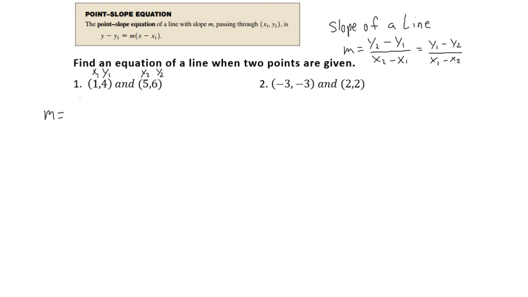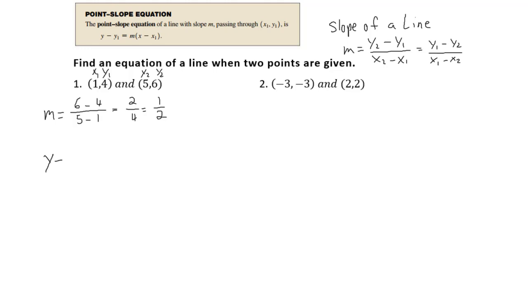So we have 6 and 5 coming from the second point, minus 4 and 1 coming from the first point. 6 minus 4 gives you 2. 5 minus 1 gives you 4. And so we end up with 1/2. So then we now have our m here, and we have our point. Now you can use either 1 and 4 or 5 and 6. It does not matter, but I'm going to go ahead and just use 1 and 4 because they're smaller numbers.